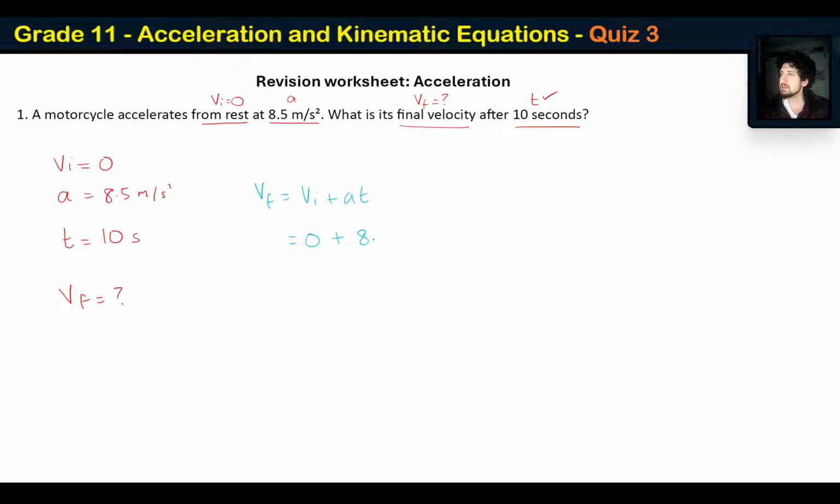So that's 8.5 multiplied by 10, which equals 85 meters per second. Please don't forget the units. And if you want to be a bit more pedantic, since we're talking about velocity, and velocity has direction, it's always a good idea to add positive, which means it's going forward. Okay, so that's the answer to that one.